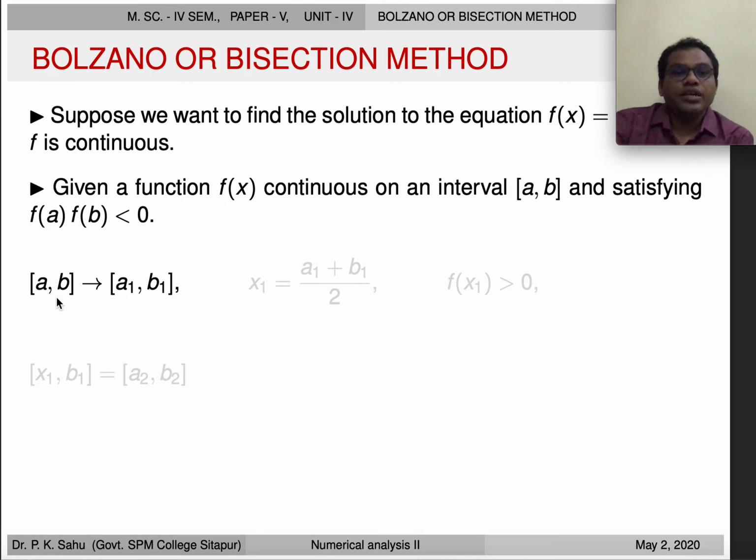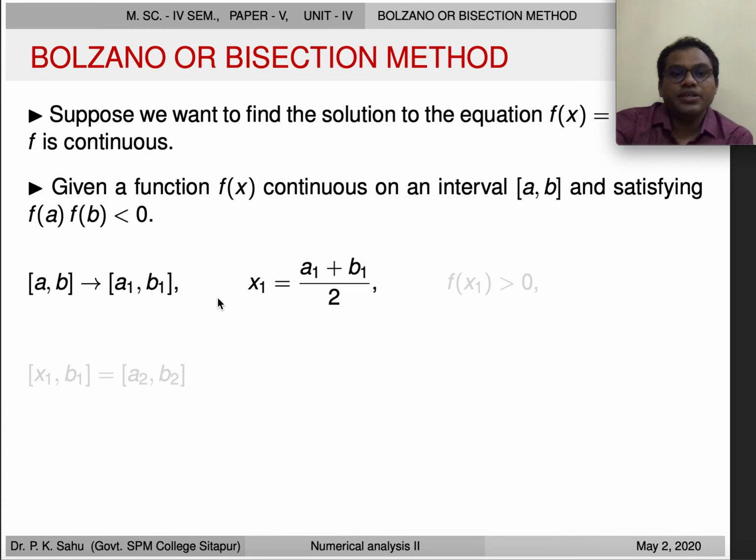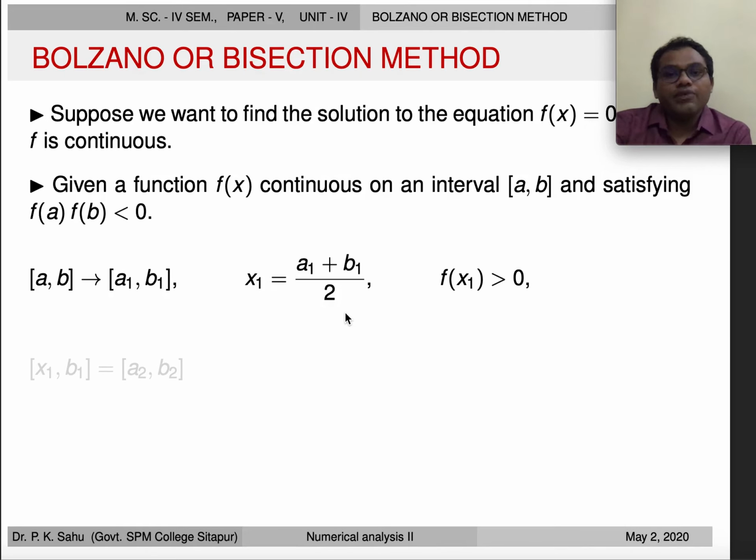Here what we do, we denote this interval [a, b] as interval [a1, b1]. Now we have to find the midpoint of this interval, means we have to determine x1 is equal to (a1 plus b1) by 2. Now we check f of x1. There are three possibilities: f of x1 may be greater than 0, less than 0, or equal to 0. If f of x1 is 0, it is the required root of the equation. Now if f of x1 is not equal to 0, then either f of x1 is greater than 0 or f of x1 is less than 0.